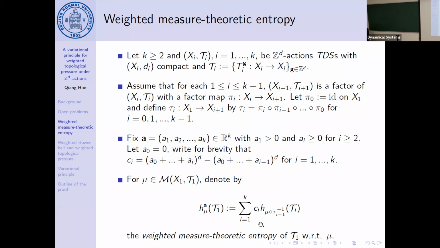It is a little strange why we introduce this new weighted vector C_i instead of A_i. Actually, I define the weighted measure-theoretic entropy in this way because of the later proof. But unfortunately, I didn't know whether there is some special meaning of the C_i. So this is the weighted measure-theoretic entropy.